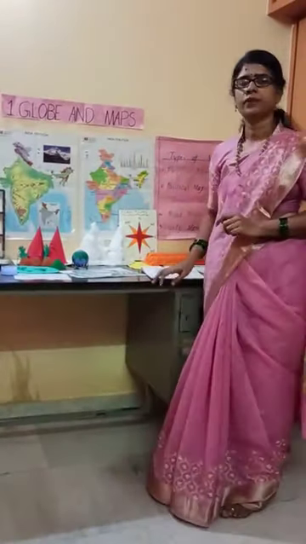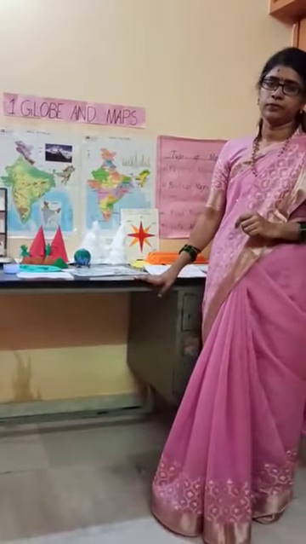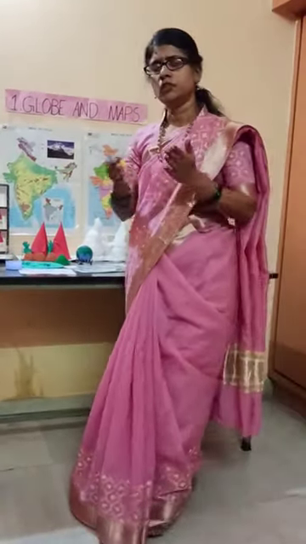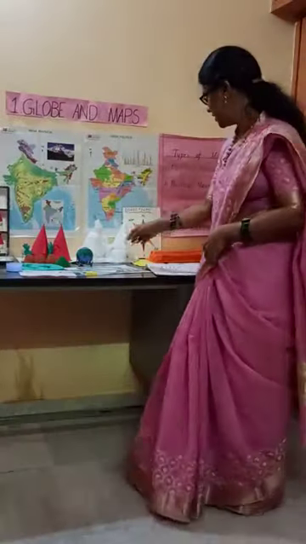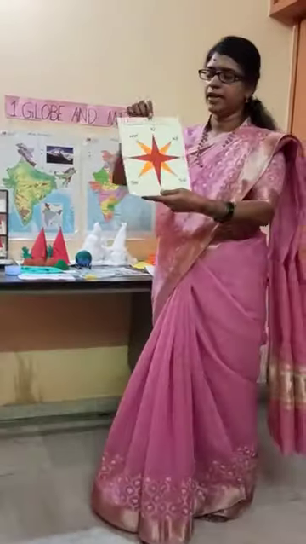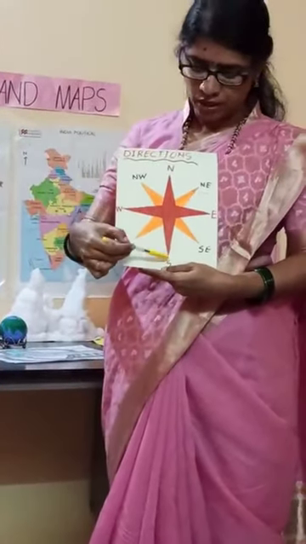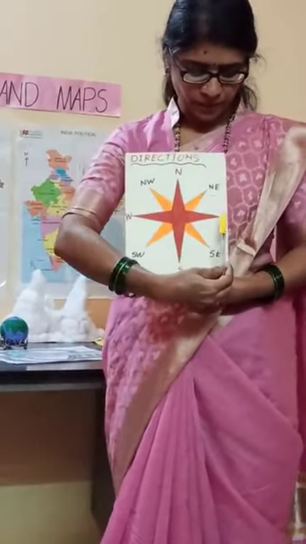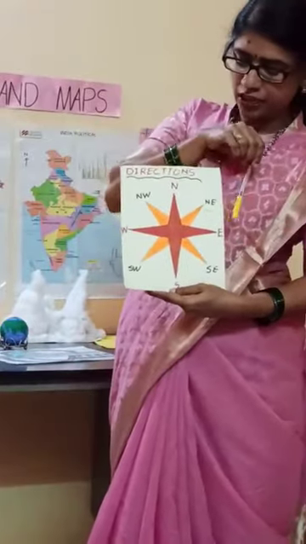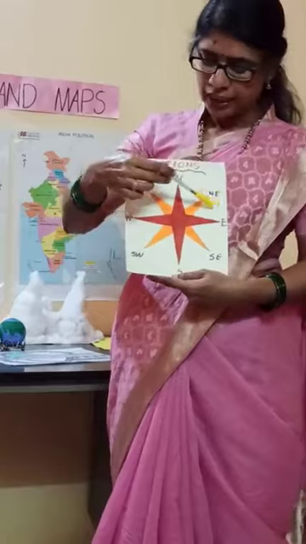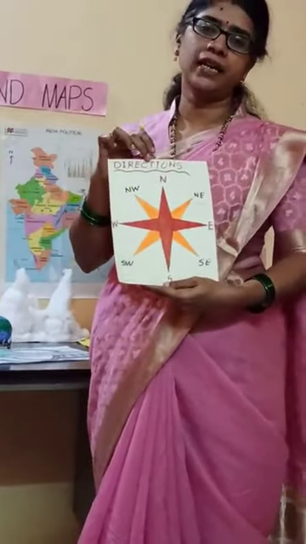Second one is north arrow. What is the second one? North arrow. When I am telling about north, you should know what it is. It is a part of directions. We have 4 main directions, isn't it? Directions are 4 main directions, children. North, south, right side of this that is east, this side west. So north, south, east, west are the 4 main directions.